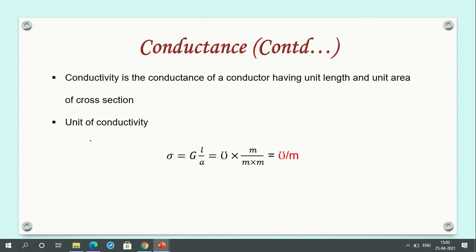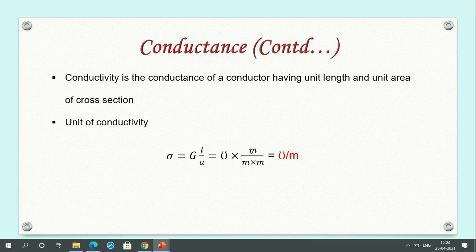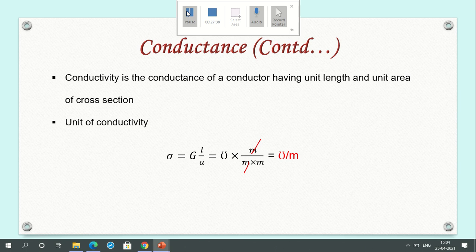Okay. Now let us see what the unit of conductivity is. This is the equation for conductivity, G into L divided by A, and the unit of G we have already written as mho. So mho into length, which is meter, over area, which is meter square. Meter and meter get cancelled and the unit becomes ohm per meter. So the unit of conductivity is ohm per meter. Resistance and conductance are very, very important terms.